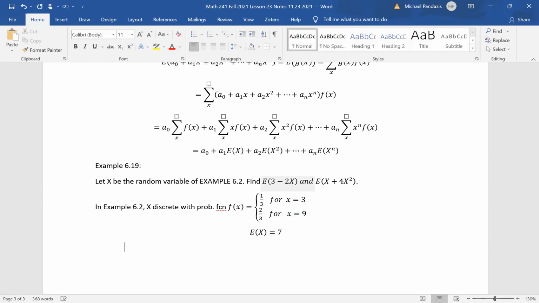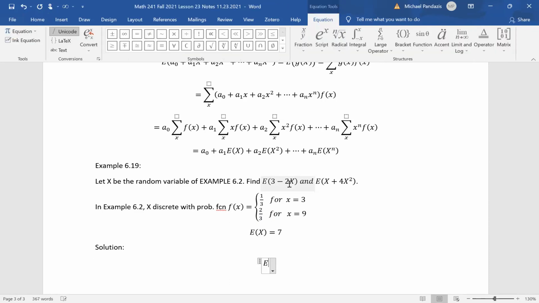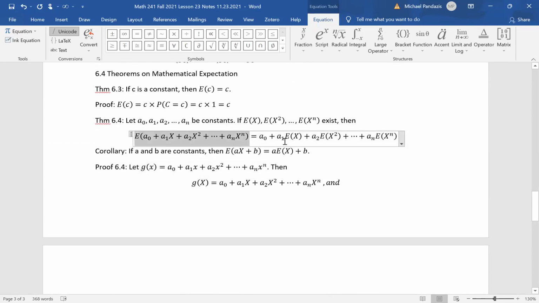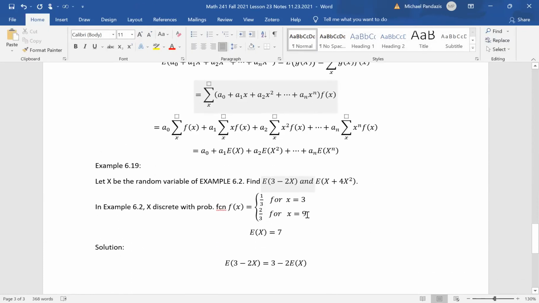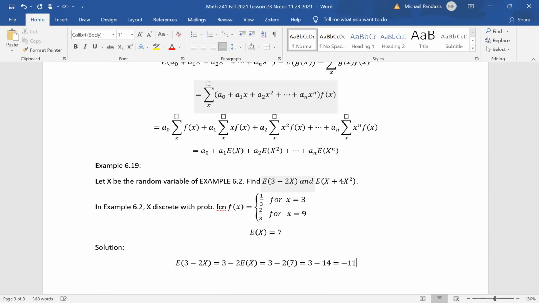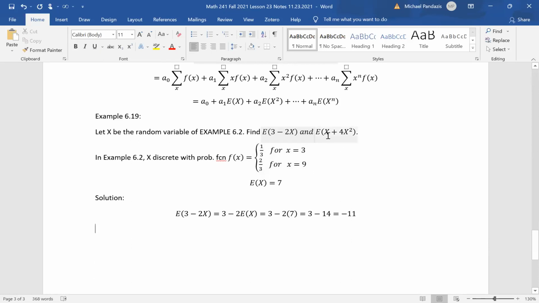So what we want to do is find E of 3 minus 2X and E of X plus 4X squared. E of 3 minus 2X is equal to 3 minus 2 E of X, from our previous theorem. This is equal to 3 minus 2 times E of X, which is 7, which is 3 minus 14, which is negative 11. So that's E of 3 minus 2X.